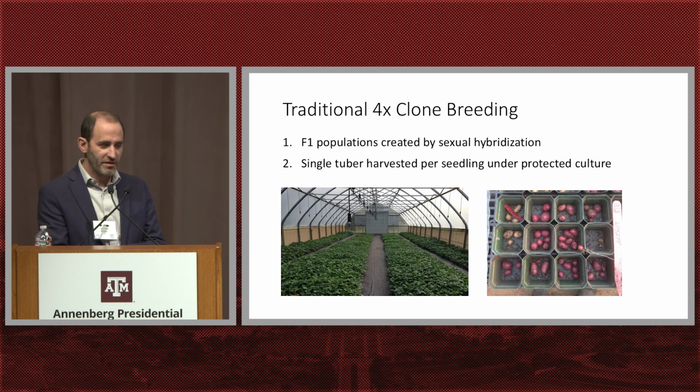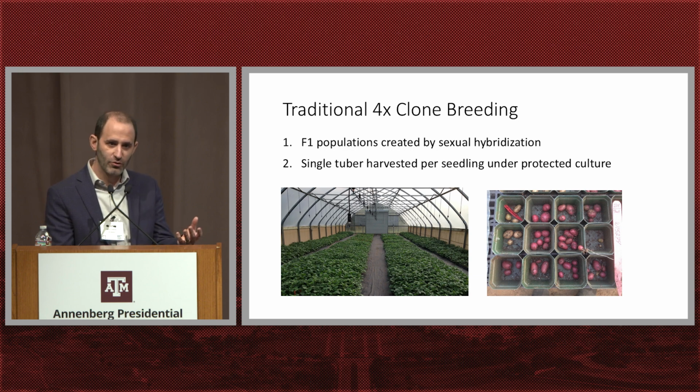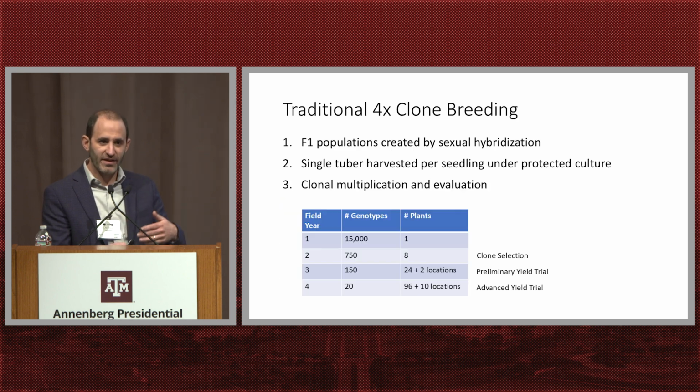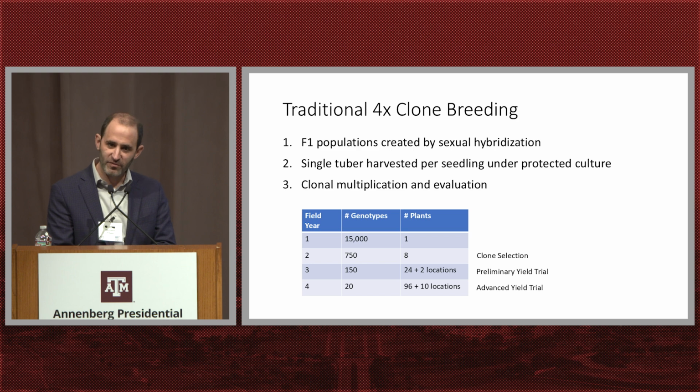Some people use screen houses, but not in a field setting. You're growing out those seedlings typically, and then you can get anywhere from 0 to a couple tubers for each one of these small pots. You typically then take one of those tubers and plant it out in the field the following year, and this begins now the decade-long process basically of clonal multiplication and evaluation.